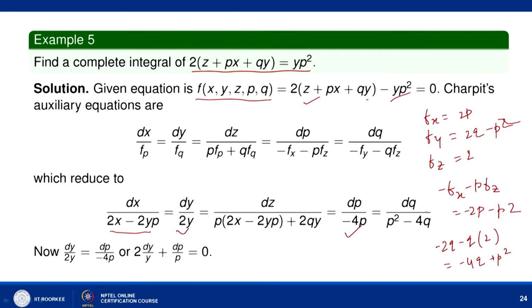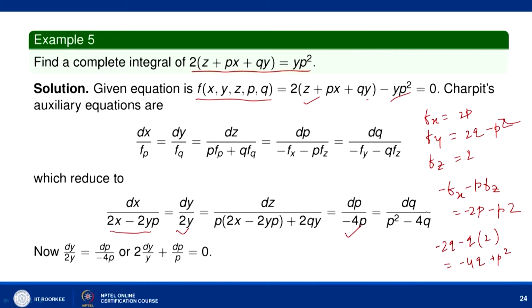Now once we have the auxiliary equations, the very important step comes into the picture. Now choose among these relations, choose two equations in a way such that we can simplify p or q in terms of x and y. So here if you look at dy upon 2y and dp upon minus 4p, we can choose this and write dy upon 2y equal to dp upon minus 4p, and simplify this, and we can write 2 dy by y plus dp upon p equal to 0.